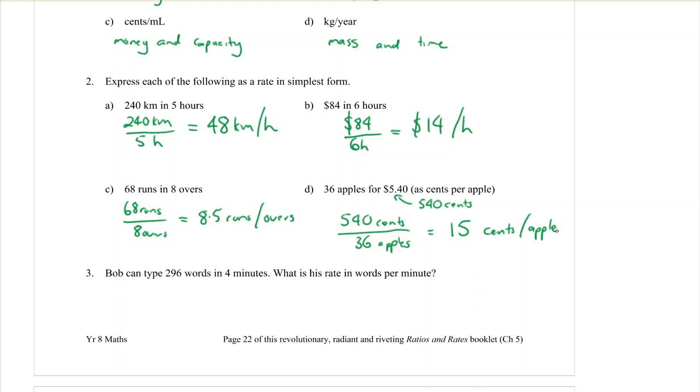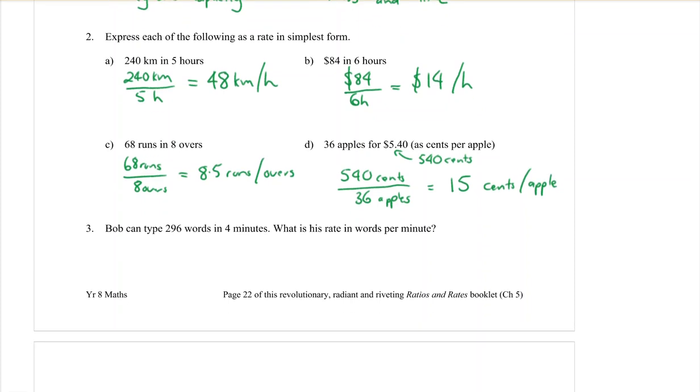Anyway, question 3. Bob can type 296 words in 4 minutes. What is his rate in words per minute? So words has to be on top, and minutes has to be on the bottom.